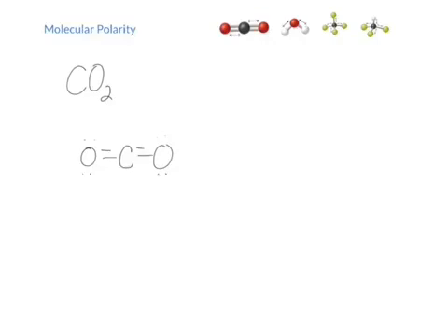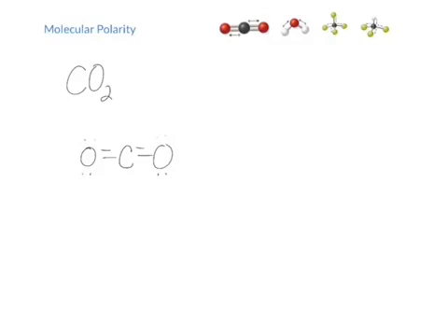double bonded carbon-oxygen bonds, with 2 lone pairs on each oxygen. And let's just make sure we have all of our electrons accounted for. We have 16 electrons that we need to keep track of: 2, 4, 6, 8, 10, 12, 14, 16 electrons. Perfect.